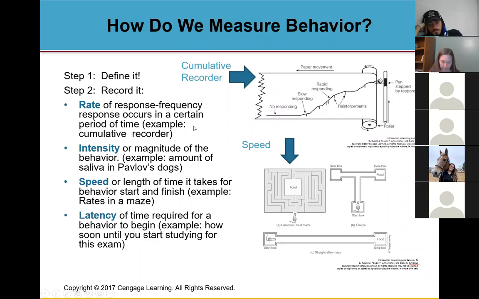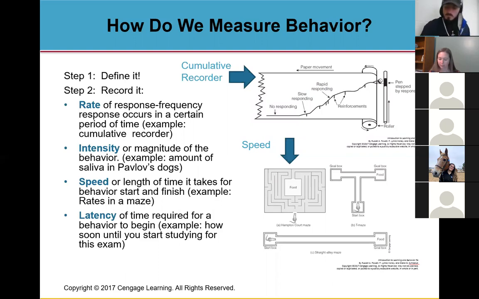All right, what else do we need to talk about with this? Okay, so how do we record behavior? What are we looking at? So one thing that we could look at is the rate of a response or the rate of a behavior. So how often does this behavior occur?